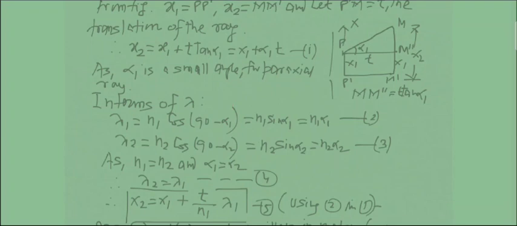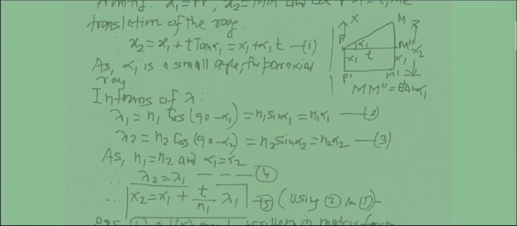So lambda 1 equal to n1 cos of pi by 2 minus alpha 1. Now cos 90 minus theta is equal to sin theta, you know this very well. So cos of pi by 2 minus alpha 1 will be sin alpha 1, and as sin theta is approximately equal to theta for theta very small, and alpha 1 is very small because it is a paraxial ray, sin alpha 1 will be equal to alpha 1. Similarly lambda 2 equal to n2 alpha 2. So these are your equation 2 and 3. This was your equation number 1 and these are your equations 2 and 3.